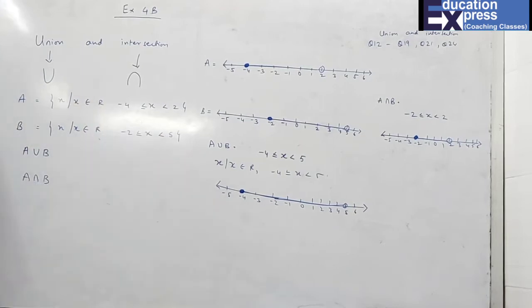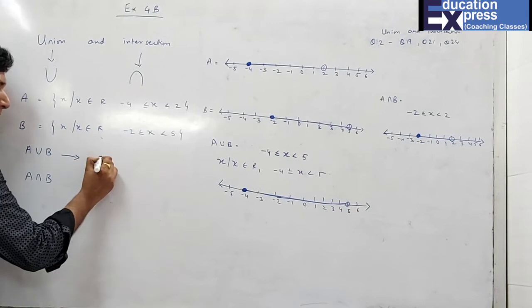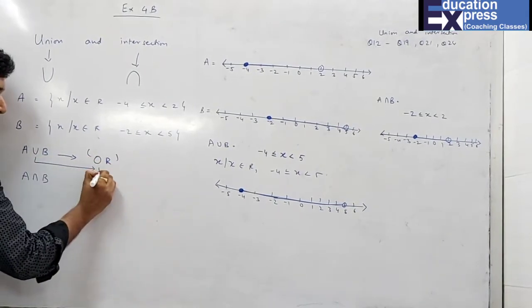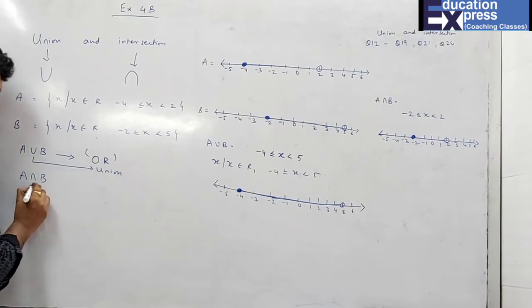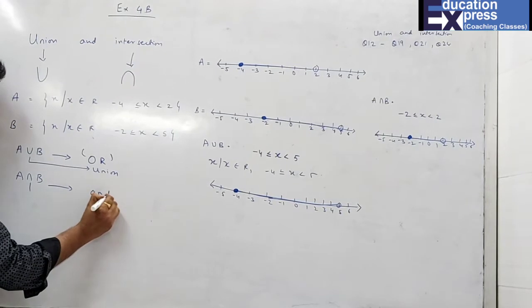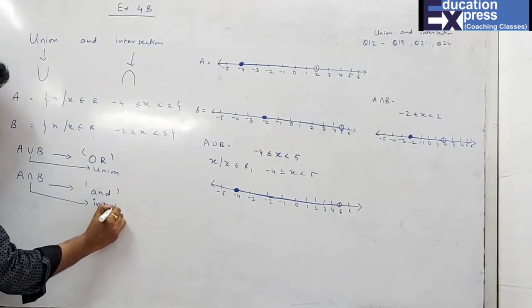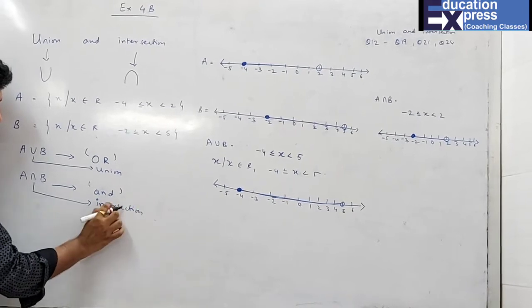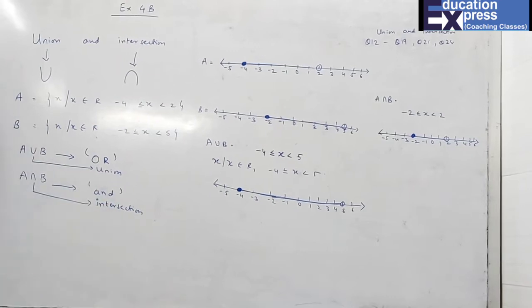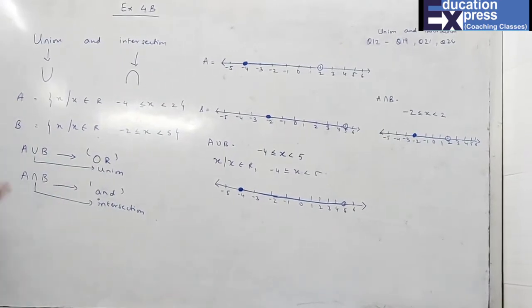This is union, this is intersection. I'll give one more example. But yeah, union is also known by the word or. Or means union. And intersection is also known by the word and. And means intersection. That means in a question, if they ask you or, or they ask you and, in other words, they are asking union or intersection. I'll give one more example of this.